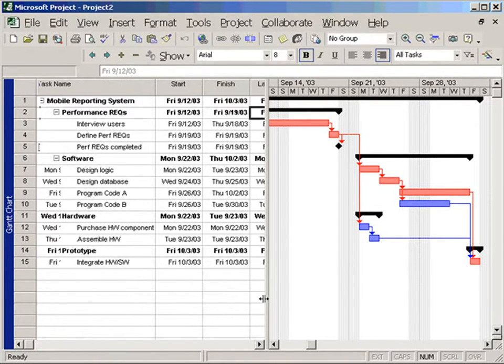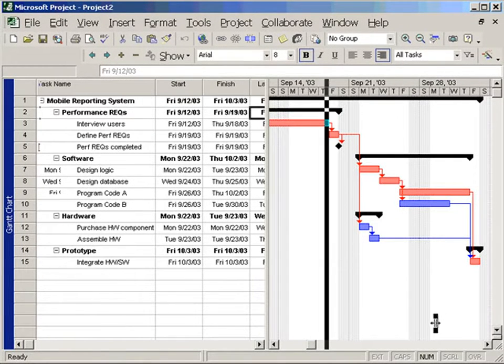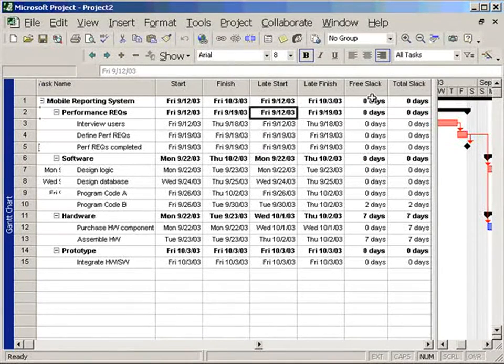We'll scroll over here since we don't really need the Gantt chart right now. And one of the things you'll notice is that we have two columns, free slack and total slack. And if you go down these columns, all the red critical activities have zeros, while the blue activities, and there's one of them right there, has 7 days of slack. So the three non-critical activities have slack.